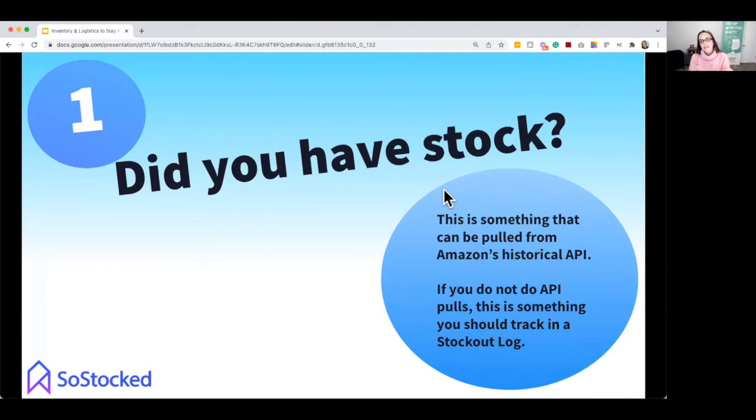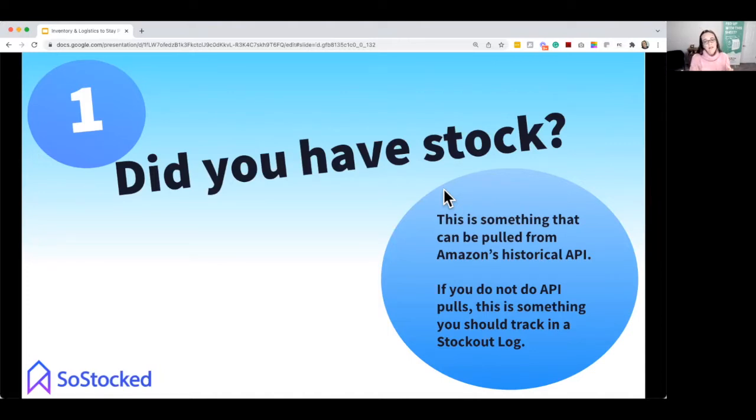So some of these algorithms look at simply, did you have stock? This is information that can be pulled from the Amazon API. Historically, it can pull those numbers back. It can do it on a granular level. The reports that you're exporting do not give you that granular data, right? You would have to go in and look at the sales for every single day and record the sales for every single day in order to get the type of granularity that the Amazon API gives you.